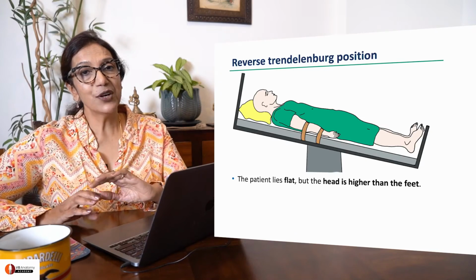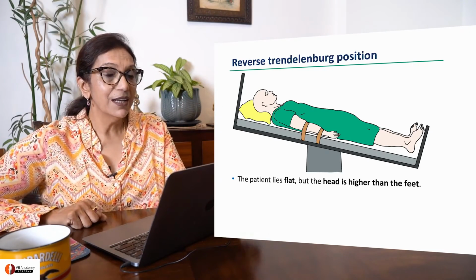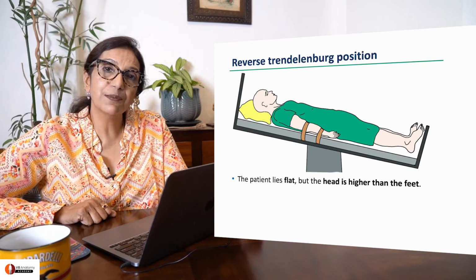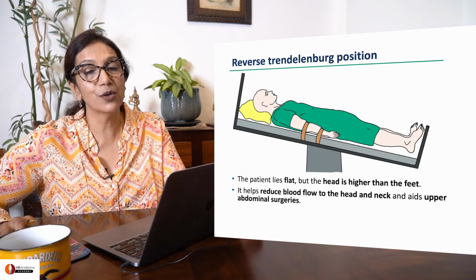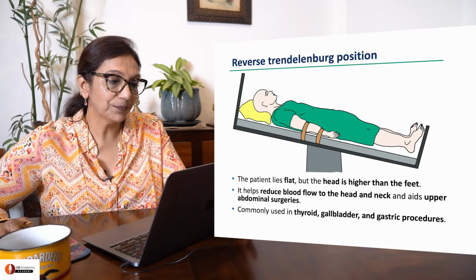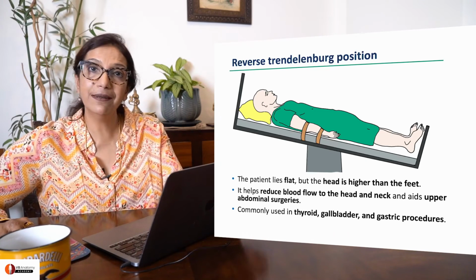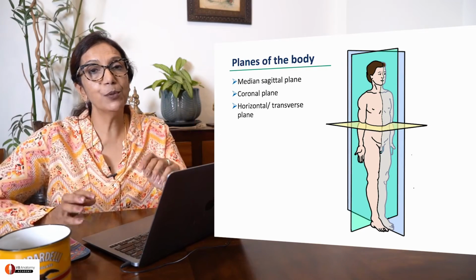So what is reverse Trendelenburg? Obviously, the feet are lower and the head is higher. When would you put the patient in this position? When you want to operate on the head and neck region, and you want more blood to go down. That's when you do this. Thyroid, gallbladder surgeries.